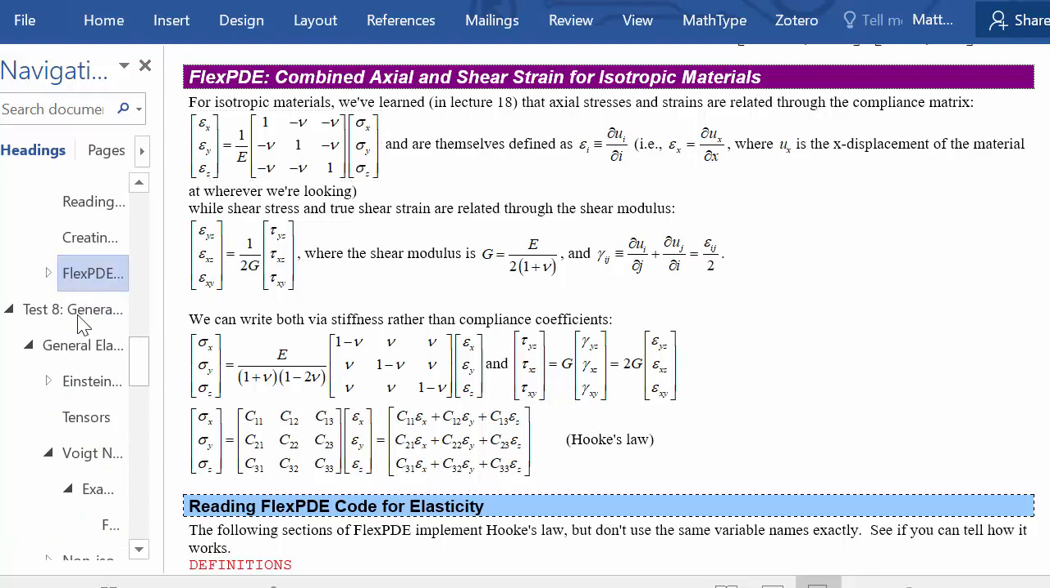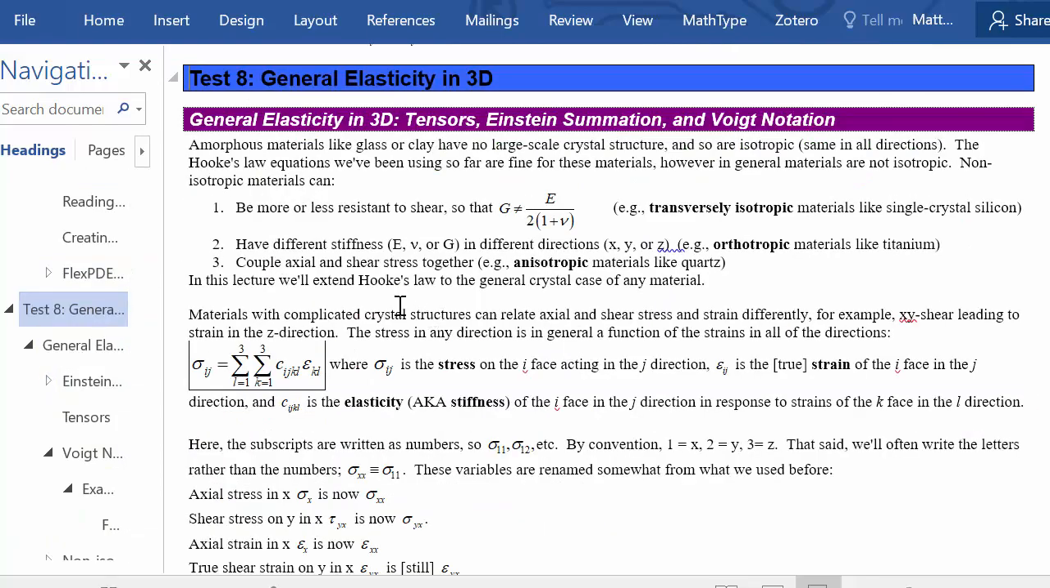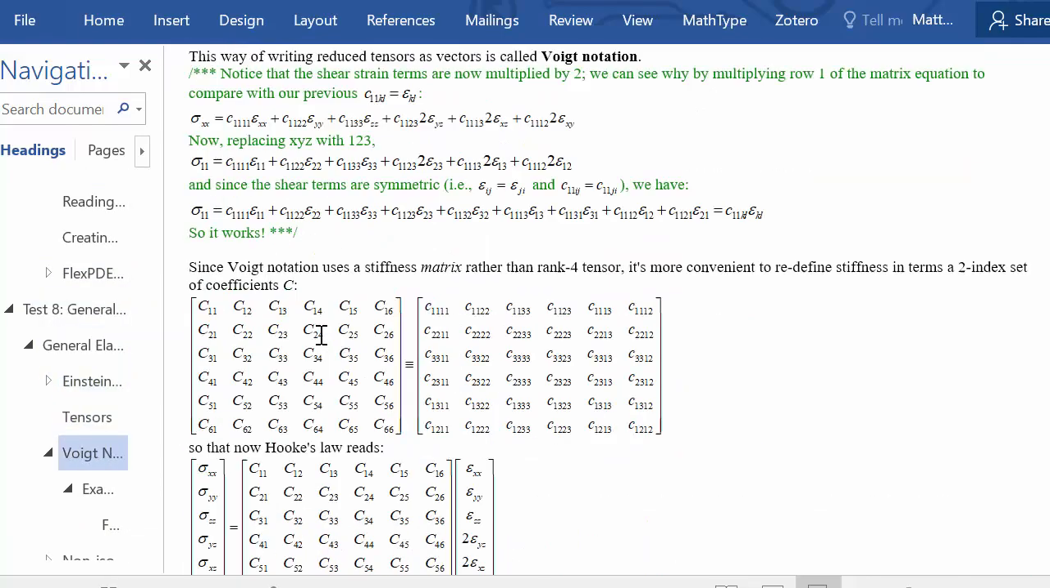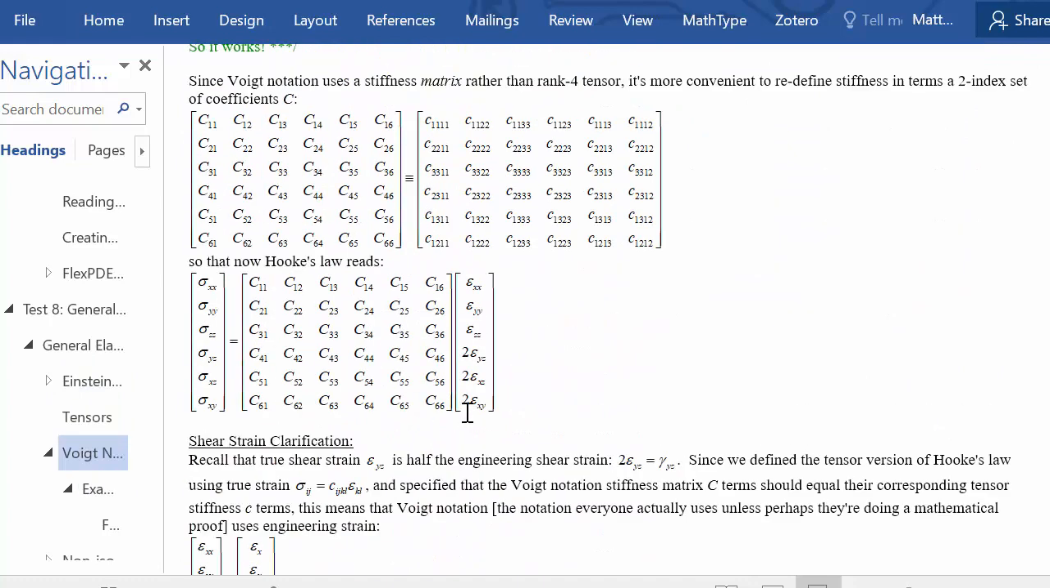First thing we do in general elasticity, as you saw in those notes, is combine them all together into a single matrix. So we're going to look at how axial strain affects axial stress through the top part of this full Voigt notation 6x6 compliance matrix, and how shear strain is related to shear stress through the bottom part here.